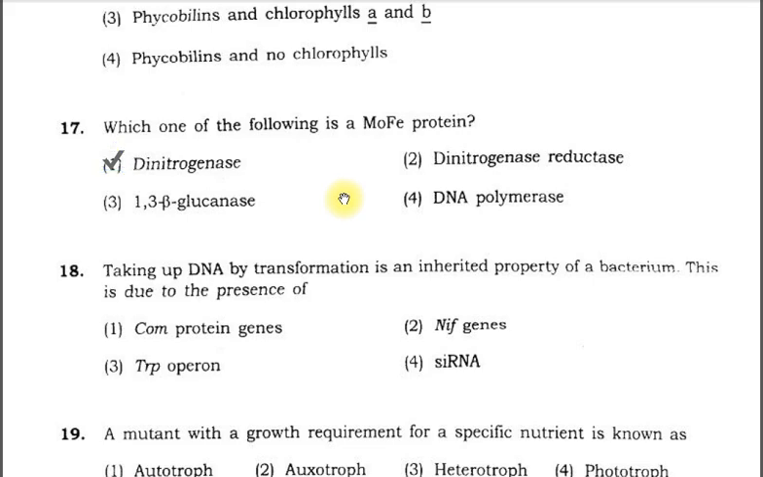option number 1, dinitrogenase. Question number 18 says, taking up DNA by transformation is an inherited property of a bacterium. This is due to the presence of: 1, Com protein genes; 2, nif genes; 3, trp operon; 4, siRNA. So out of this, the first option is correct, the Com protein genes. Com protein genes are present in an operon which are responsible for the competence of the bacteria.